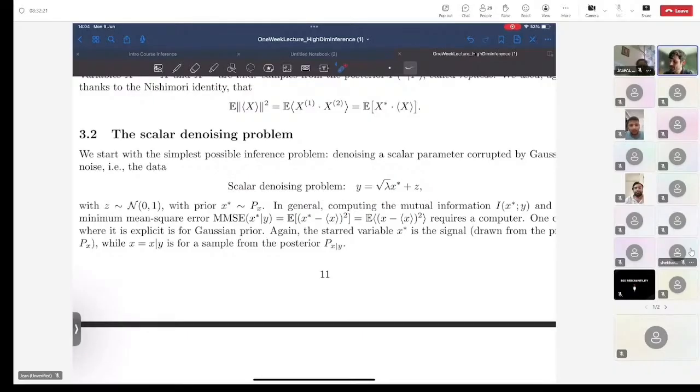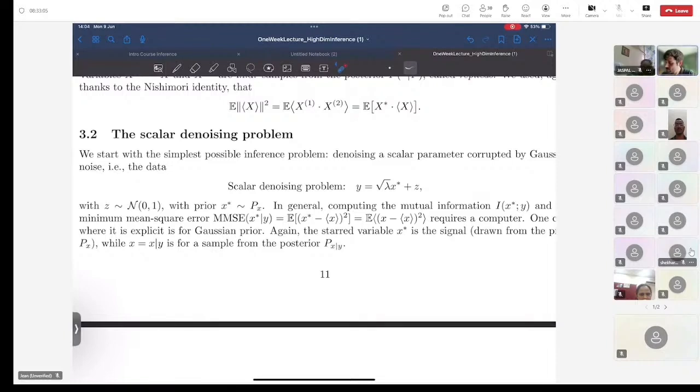The scalar denoising problem is an inference problem over a scalar signal. So you have this unknown. From now on, I will use a star like this to emphasize ground truth unknown parameters to recover, to distinguish this from, let's say, an X that would be a sample from the posterior distribution. Okay? So my data is this single scalar, which is just my unknown X star times a signal to noise ratio, which is this square root lambda, plus Gaussian noise. This is just a standard Gaussian random variable. Okay?